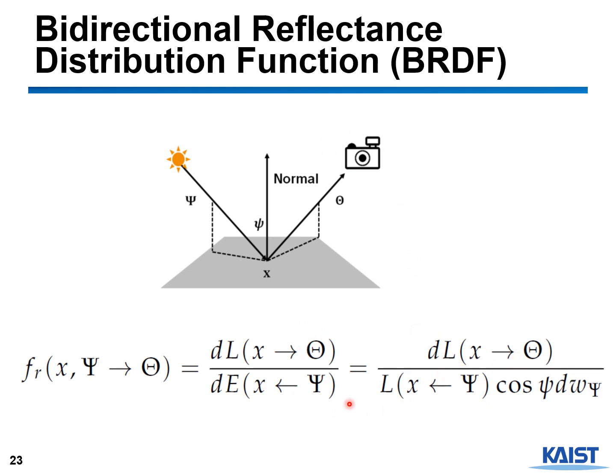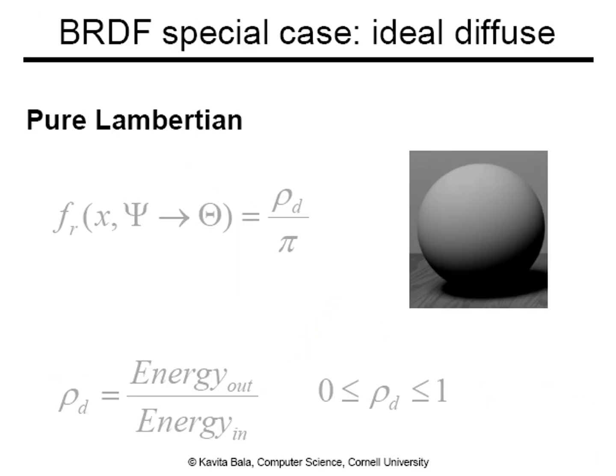For the irradiance value, we treat the light source as a very small source, so we think about the radiance value from here to there, also modulated by cosine psi with a certain solid angle. And for the case of pure Lambertian reflection, obviously this BRDF function is constant. Typically, this is computed as rho_d divided by pi.